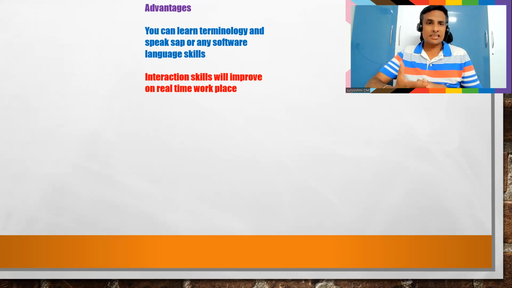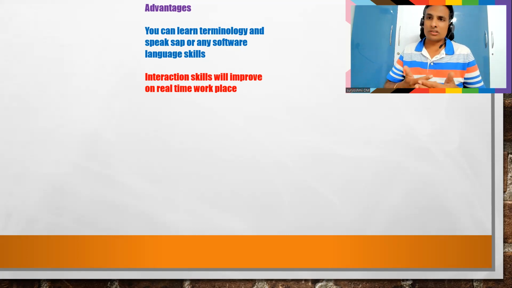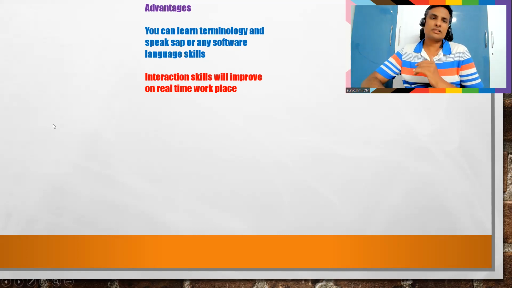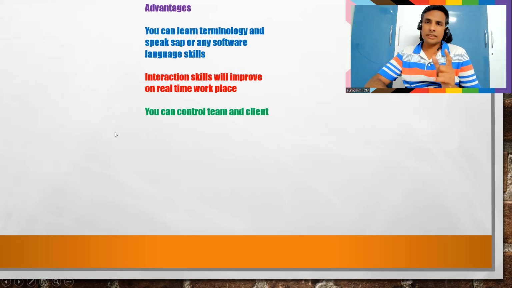Interaction skills improve. You can talk to a Hindi person if you're a Telugu person. If you're a Hindi person, you can talk to an Orissa person or a Karnataka person. So English is the common benchmark to interact. Probably you might find in one project your regional language colleagues, but how about the clients? It's very difficult. Team building skills will improve if you try to learn the module in English. You can control the team.